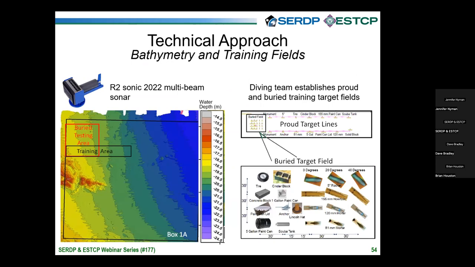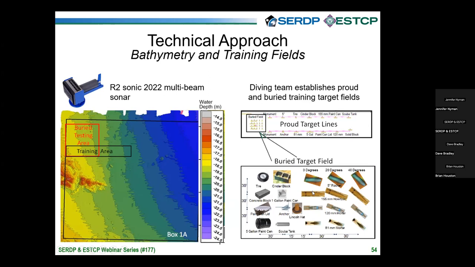So in setting up the fields for training and testing, we had all that environmental data. The insert here on the right shows you the laydown for training and testing. Here we have solid inert objects, UXO, that are put in at different angles. We didn't just bury them simply. We had a number of each one of the devices and buried them with some degree of complexity.